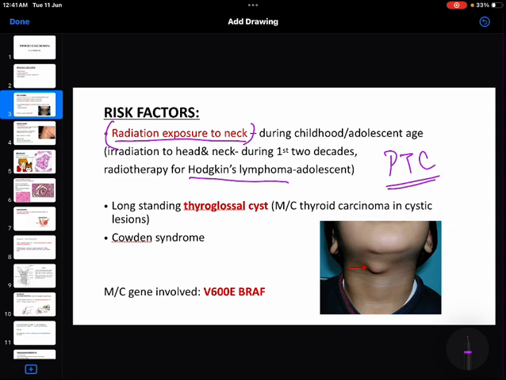A long-standing thyroglossal cyst also predisposes to papillary thyroid carcinoma. Cowden syndrome is also involved. The most common gene involved is the BRAF gene. This BRAF gene mutation causes papillary thyroid carcinoma.